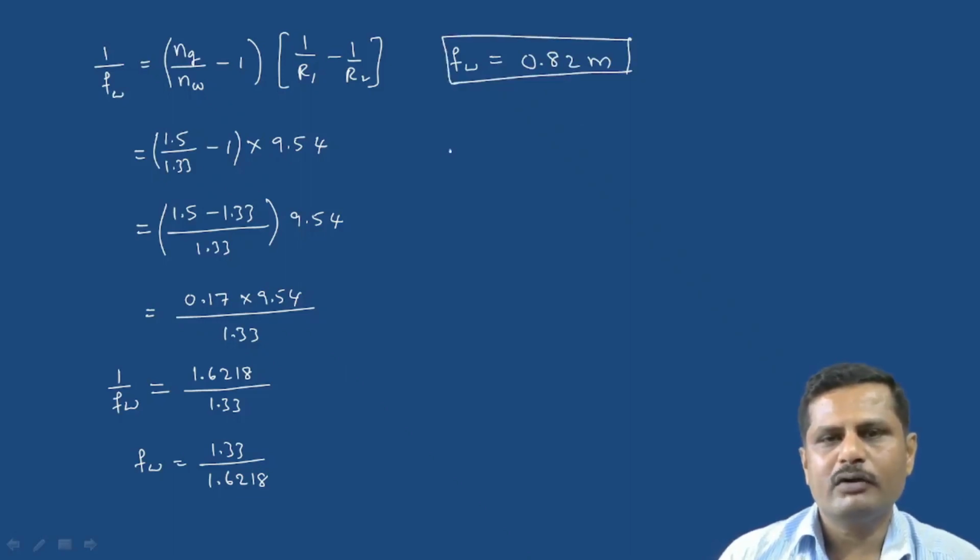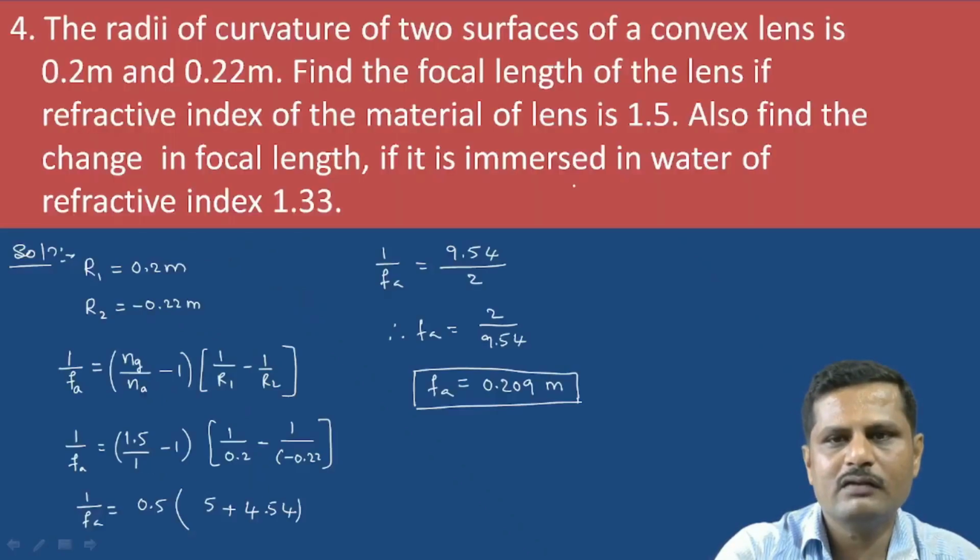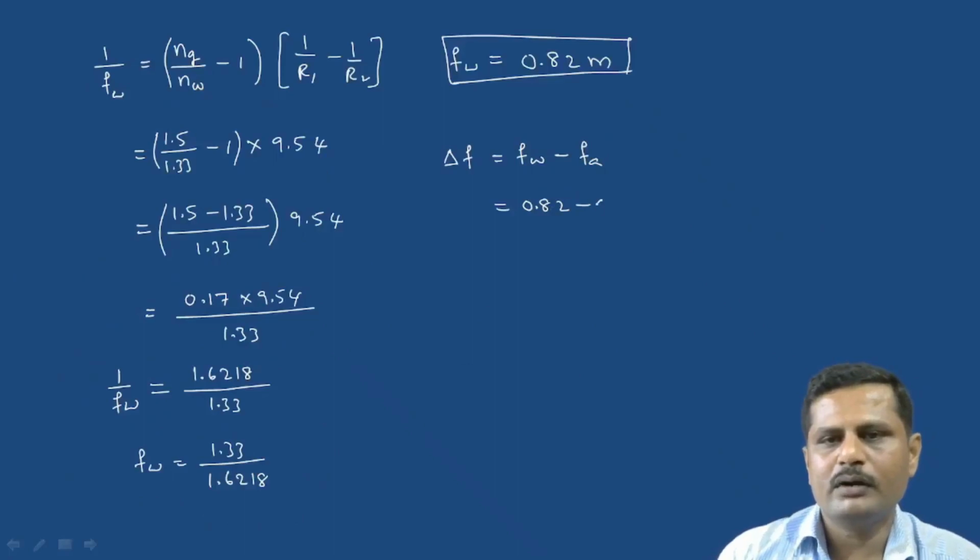So let me find out now the change in the focal length. Change in the focal length is equal to the focal length of the lens when it is in the water minus the focal length of the lens when it is in the air. So we have seen that the focal length of the lens in the water is 0.82, minus the focal length of the lens in the air, which is 0.209. This is equal to 0.611 meter. This is the change in the focal length of the lens.